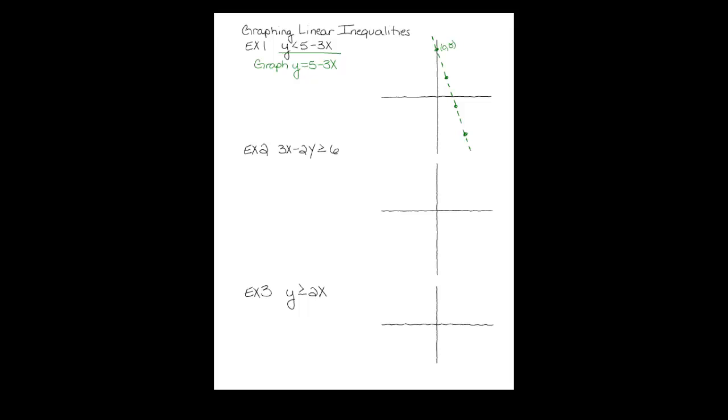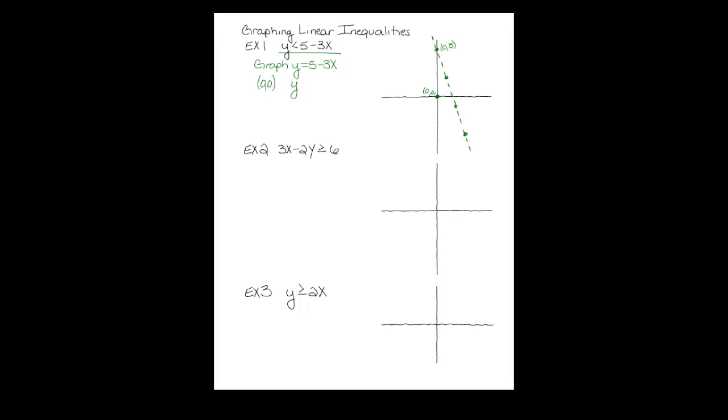So now we just have to figure out which side of the line our solution set is on. So we need to pick a test point. The test point has to be a point that is not on the line. Any point that is not on the line. My favorite is 0, 0. If at all possible, 0, 0 just makes it so much easier, just because zeros are so easy to work with. So I'm going to choose 0, 0 as my test point and plug it into the given inequality.